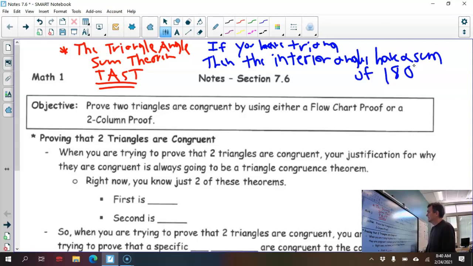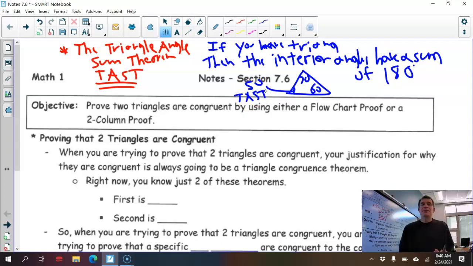So when would you use this? You would use this if you had, say, a triangle and you knew this was 60 and this was 70, then you could get this angle. You could say that's 50, and the reason, the justification, would be the triangle angle sum theorem. It would be the reason that you know the third angle. Okay, I think you're going to use that on tonight's homework.